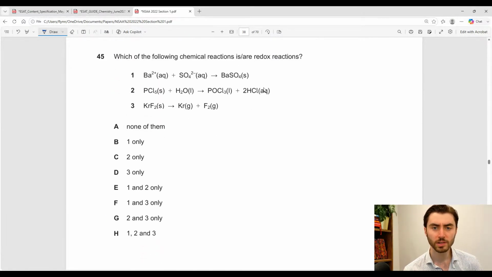Which of the following chemical reactions are redox? No, because everything keeps its oxidation state. That is certainly redox because these change to elements, so their oxidation state changes. Here, the Cls don't change, the H doesn't change. PCl3, does the P change? No, I don't think that is. I think it's 3 only, which is D. I'm going to lock that in.